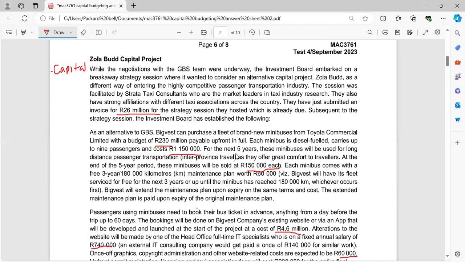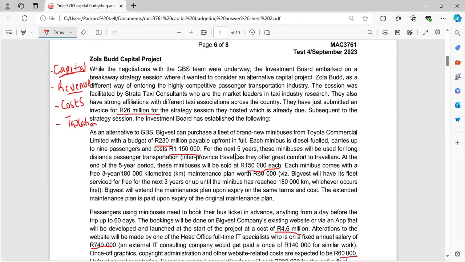Then you need also to look at the revenue for the project in your scenario. Then you look at the cost of the project. Then you also need to take into account taxation. So once you look for this, then it means there is nothing that is going to stop you from getting an accurate answer. So the first thing is for you to look for the capital.